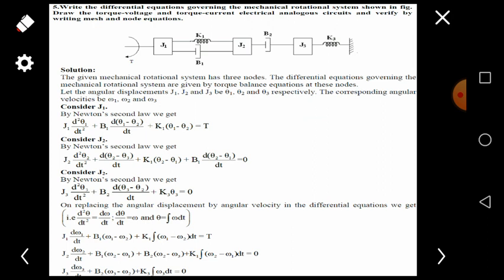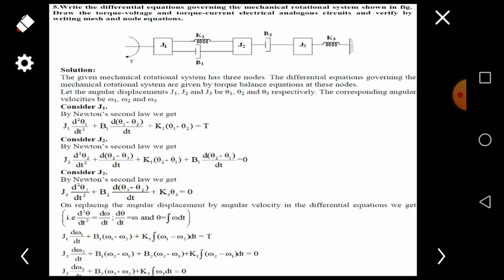Let the angular displacements of J1, J2, J3 be theta 1, theta 2, theta 3 respectively. The corresponding angular velocities be omega 1, omega 2 and omega 3. Considering the inertia J1, we get J1 into d square theta 1 divided by dt square plus b1 into d of theta 1 minus theta 2 divided by dt plus k1 into theta 1 minus theta 2 equals T.